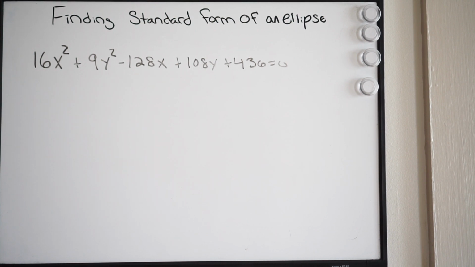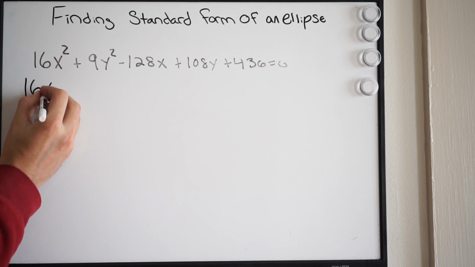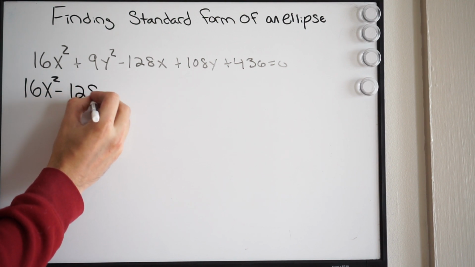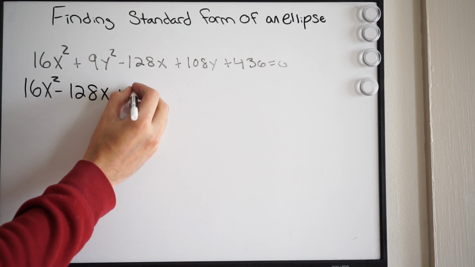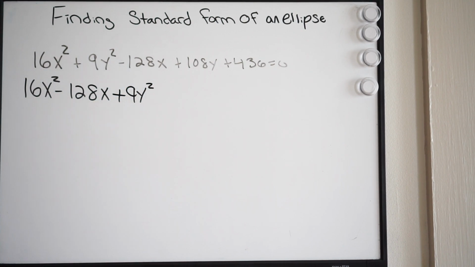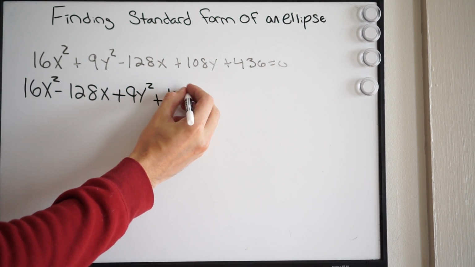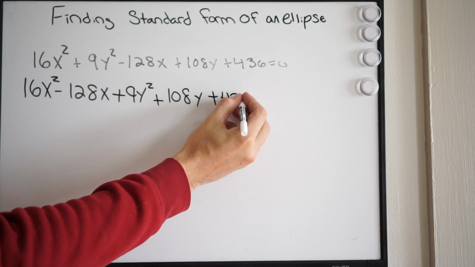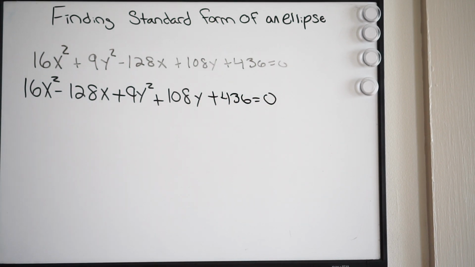So, looking at this, just like the last video, the first thing that you want to do is group together your variables. In this case I have x and y variables, so I want to group them together. So for example, I'll have the following. I'll have 16x squared minus 128x plus 9y squared plus 108y plus 436, and this is all equal to 0.